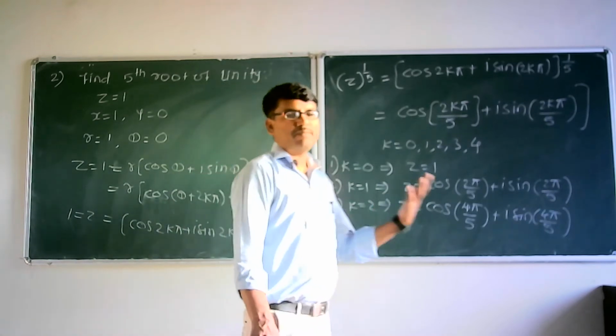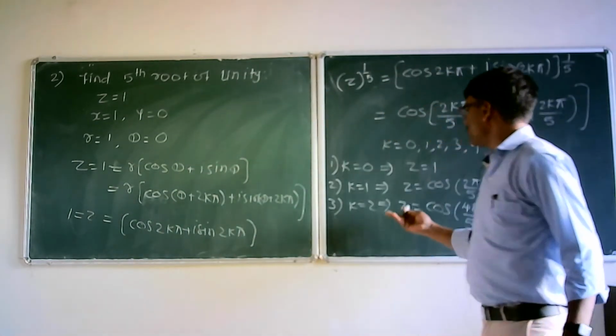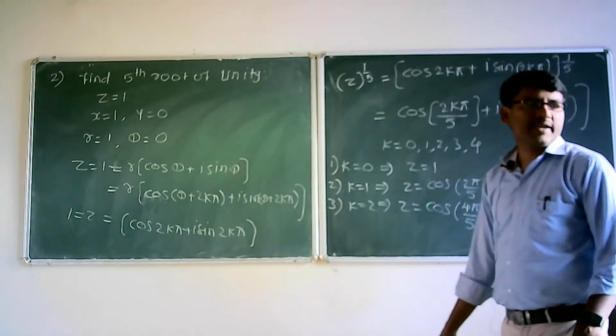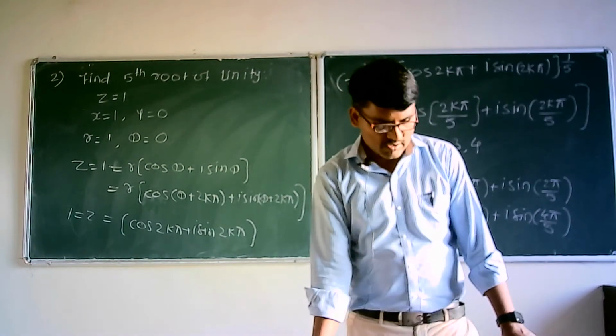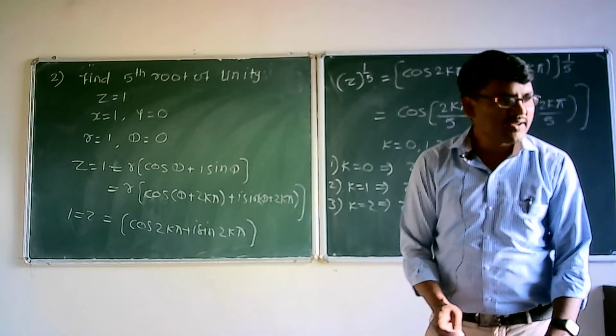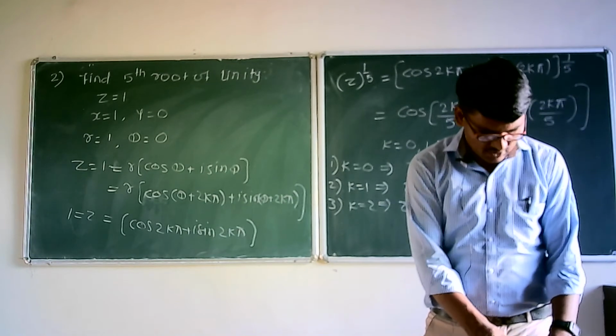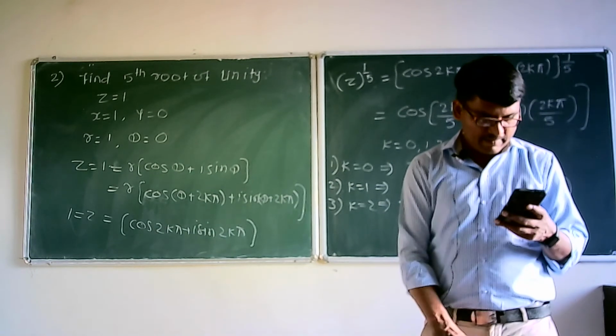Again, you can find the fourth root of unity by putting k is equal to 3, and then by using k is equal to 4 you can find the fifth root of the given complex number. So hope you understand how to find the roots of unity of a given complex number. Take one more example.